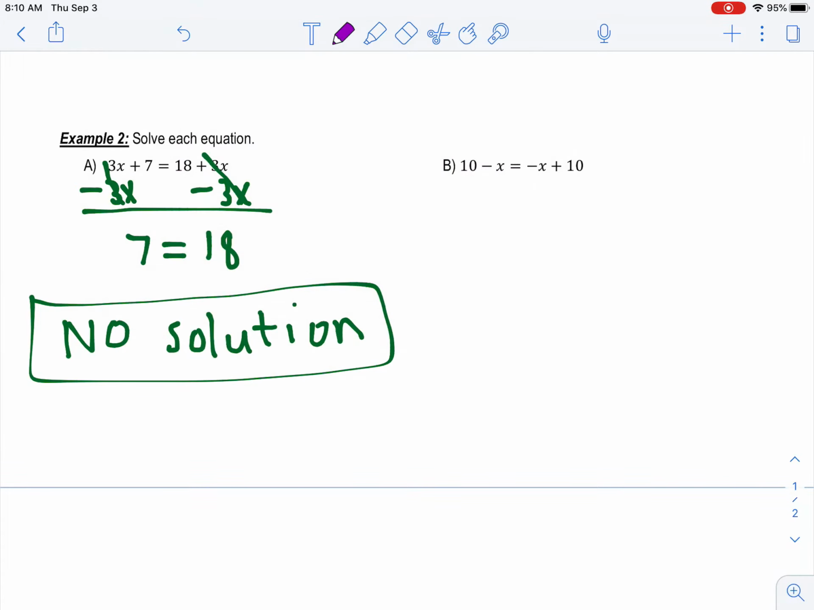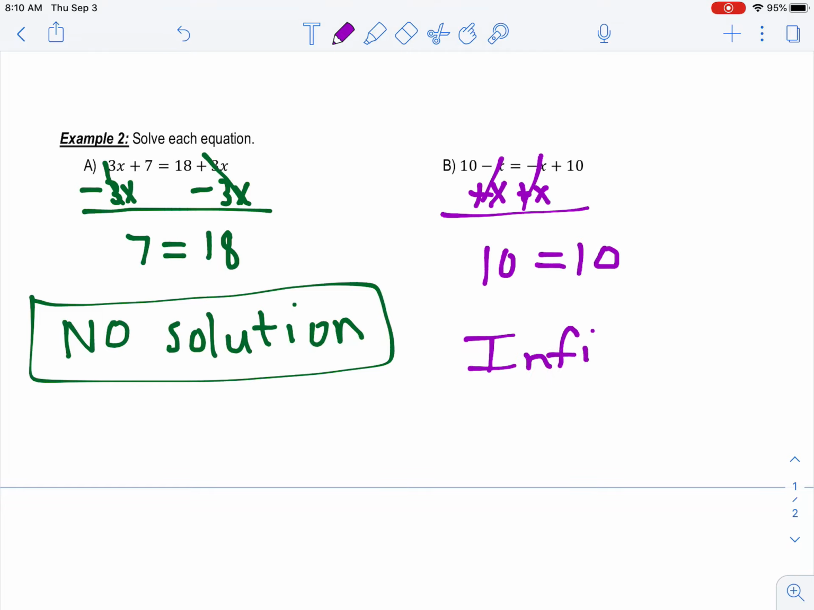Now let's look at example B, the other special case. I'm going to move my x over by doing a plus x on both sides of the equal sign. You'll notice they cancel again, but this time I'm left with 10 equals 10. This is true, those are the same number. If the same number equals the same number and our letters cancel, we say there are infinite solutions. We can pick anything for x and it would work.